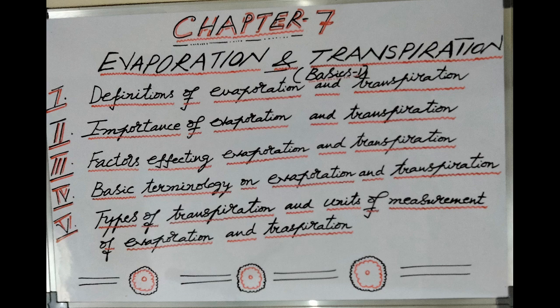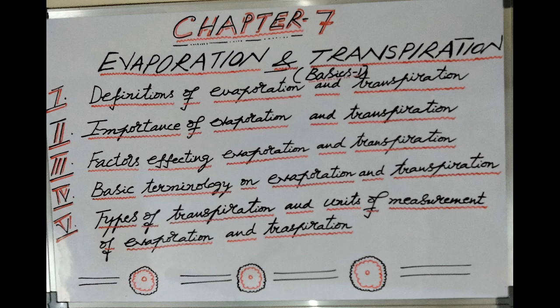Dissipation of radiant energy by plants is a function of transpiration. Translocation of water in the plants is again a function of transpiration. Of course, translocation of minerals in the plants is also a function of transpiration. So this is the importance of transpiration on crop plants.